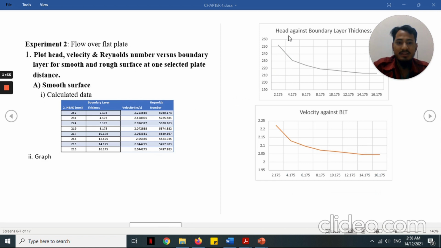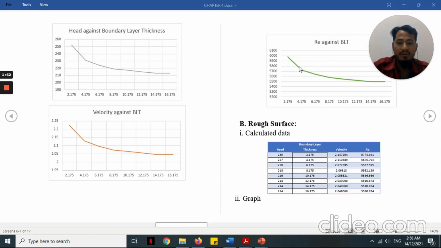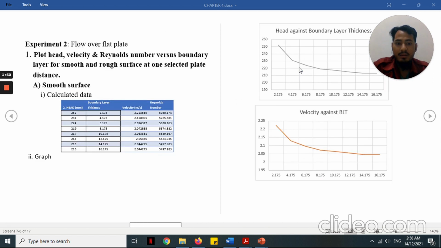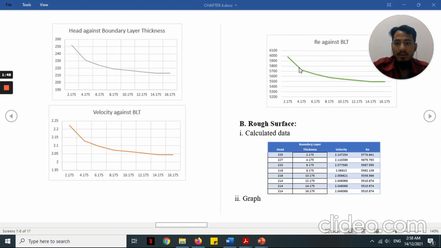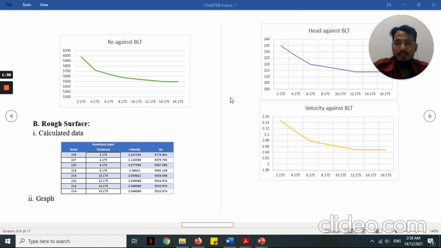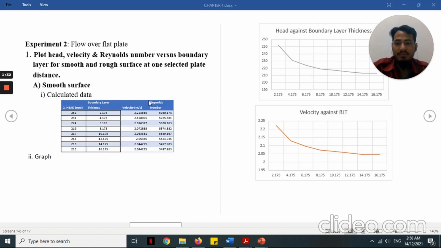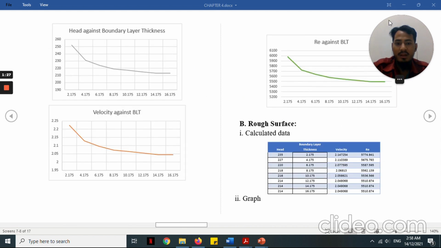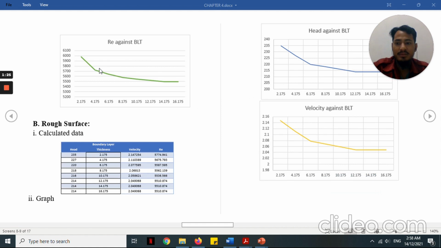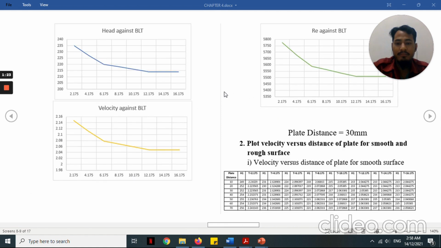So this is the graph for head, velocity, and Reynolds number against boundary layer thickness. This is the graph for smooth surface, and this is for the rough surface.